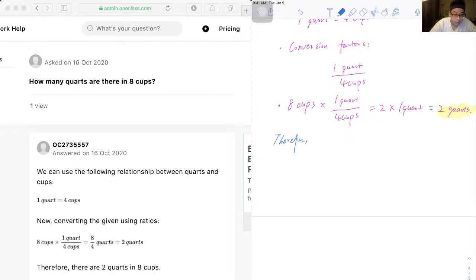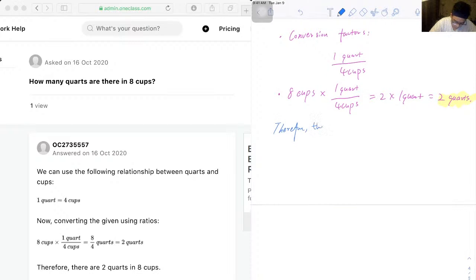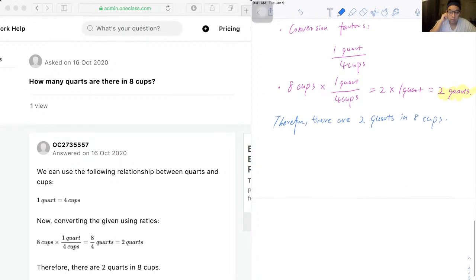So therefore, there are two quarts and 8 cups. Okay, so that's all we got for this one.